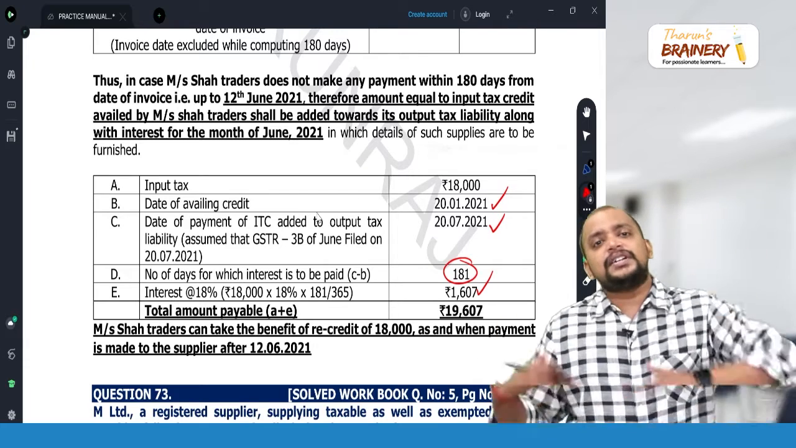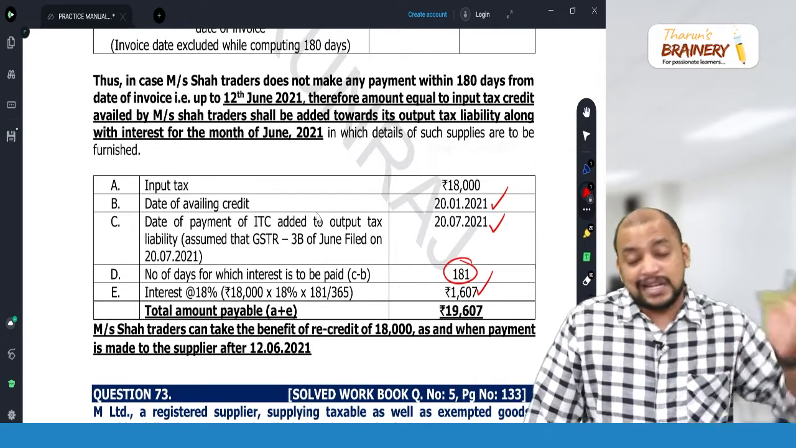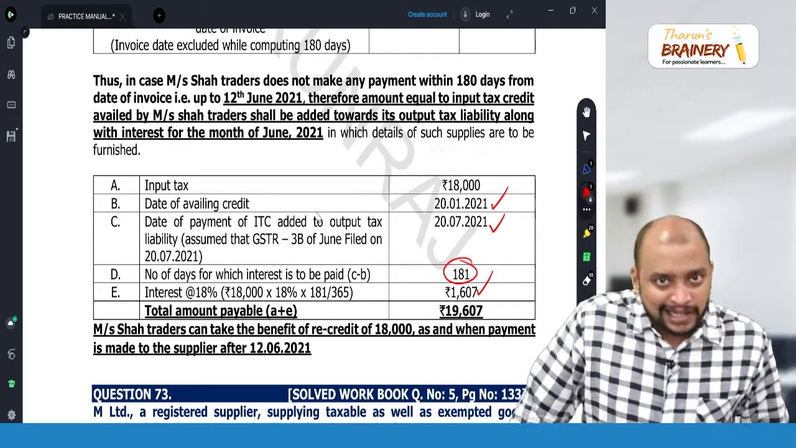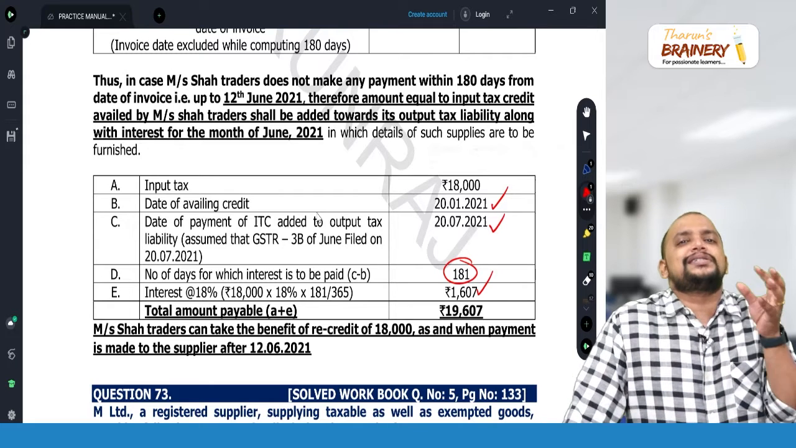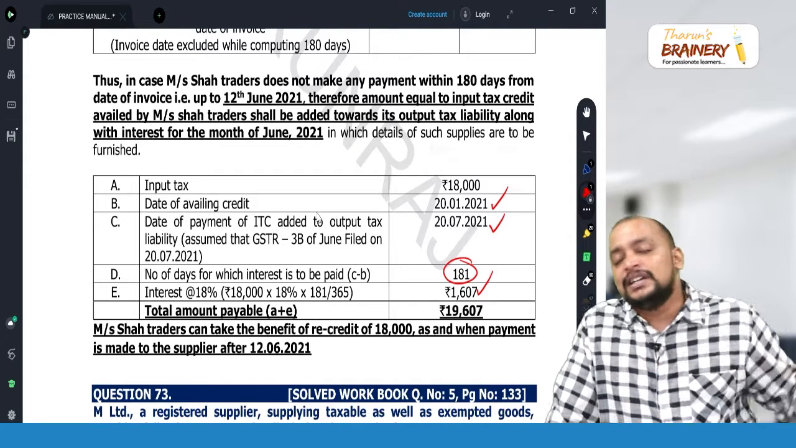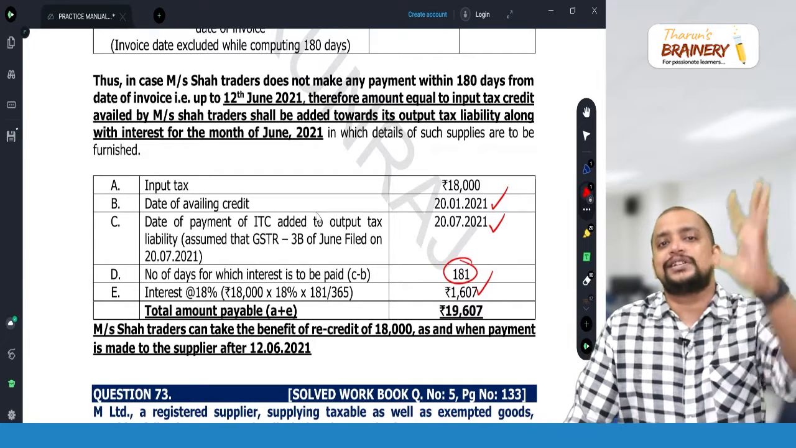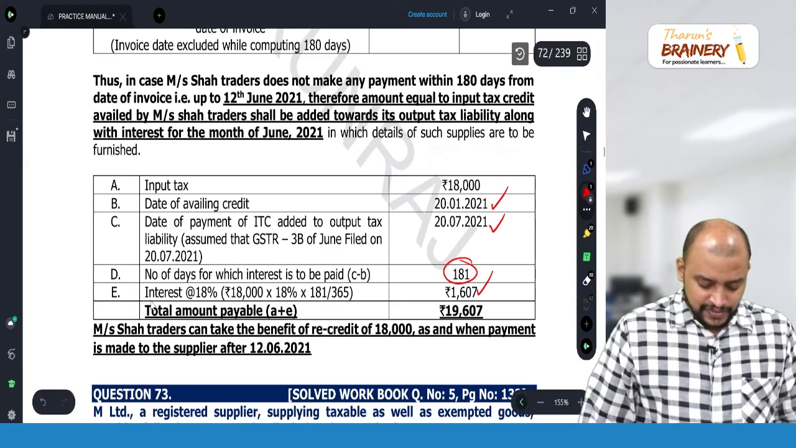Now thereafter, whenever we make the payment, can we take the credit of that 18,000? Yes, we can take the credit of 18,000, but the 1,607 cannot be taken as credit. Why? Because that 1,607 is an interest liability, which cannot be taken as credit. Which means in this entire process, the loss is only with respect to 1,607. Understood here?